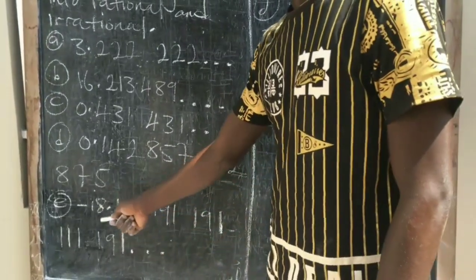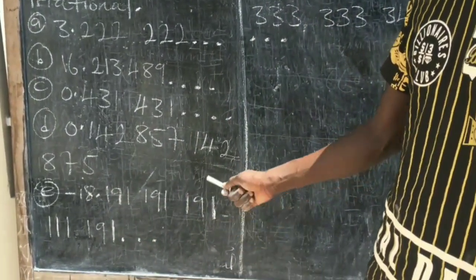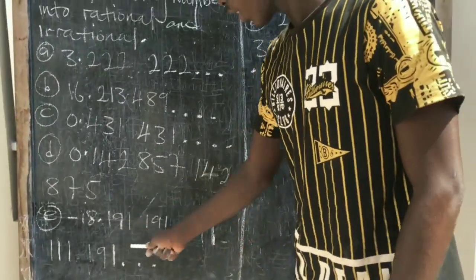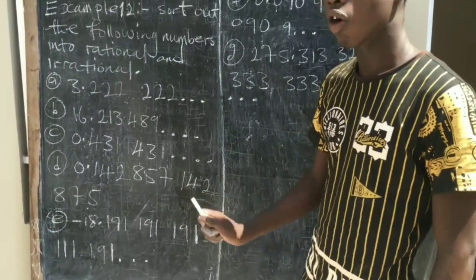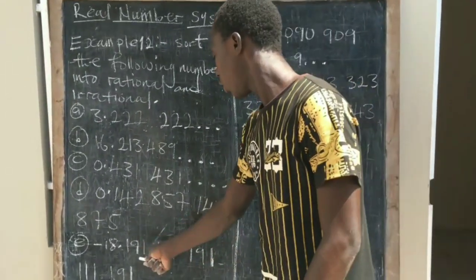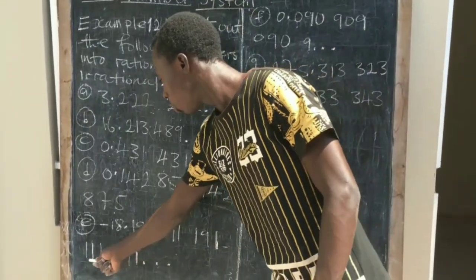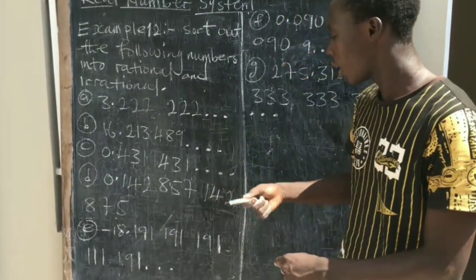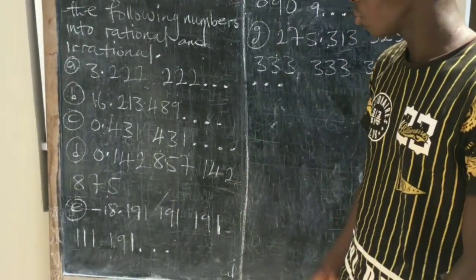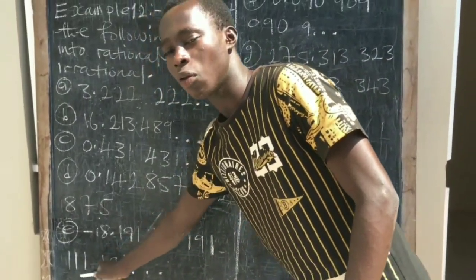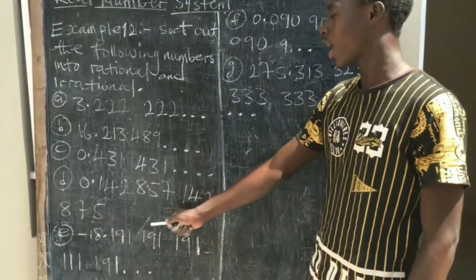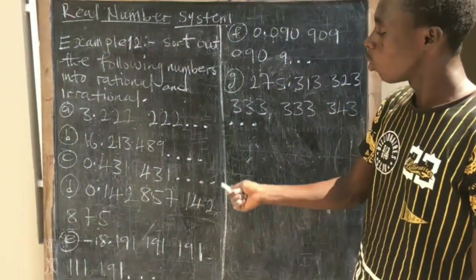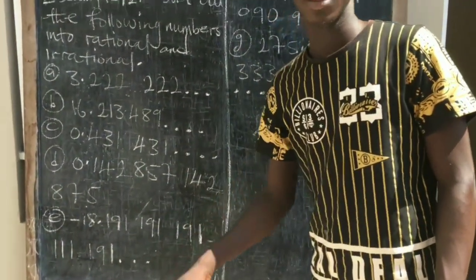Now E, minus 18.191, 191, 191, then you have 191. It is also non-terminating, but it is non-recurring because the pattern is not going well. From here to here, the pattern is going fine, but the time we reach 111, the pattern changes. It means we have 191, 191, 191, but here the pattern changes to 11. So therefore, it is not a rational number, but irrational. Means letter E is irrational because it is non-terminating, non-recurring decimal.